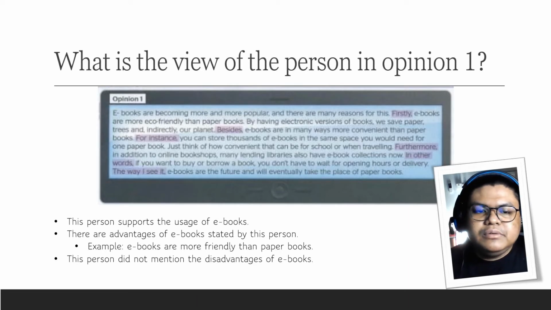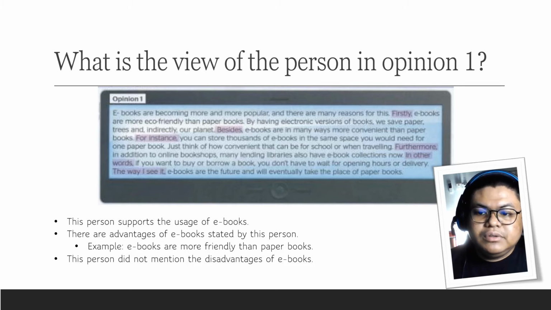So as you could probably guess, the view of the person in opinion 1, this person supports the usage of ebooks, right? Why did we say that the person in opinion 1 is a supporter of ebooks? There are advantages of ebooks stated by this person. For example, ebooks are more eco-friendly than paper books. That is one of the advantages given by this person.